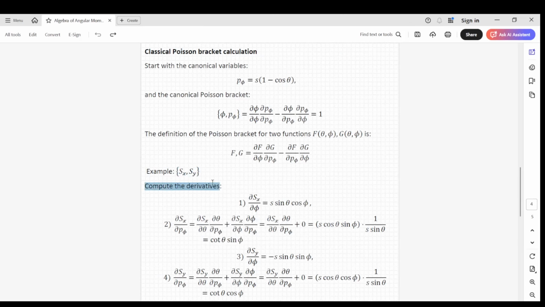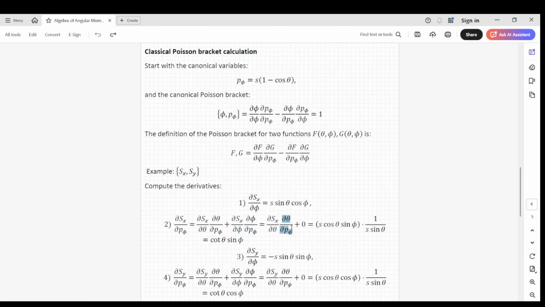Right? So we have to compute the derivatives. This is just a calculus exercise. In particular, we want to calculate the derivative of s x with respect to phi, and if you do that, you get this expression. Similarly, you can calculate the derivative of s x with respect to p phi. We can rewrite that by decomposing the derivative like this, using the chain rule. But since p phi does not depend on phi, the term that we have here on the right is 0, and we only have this term on the left.